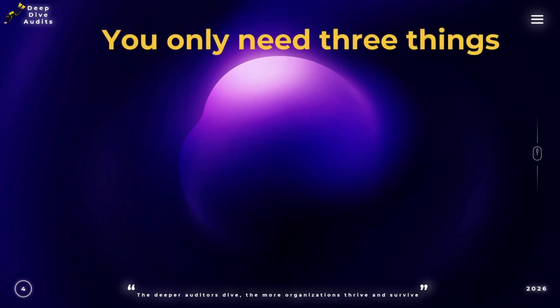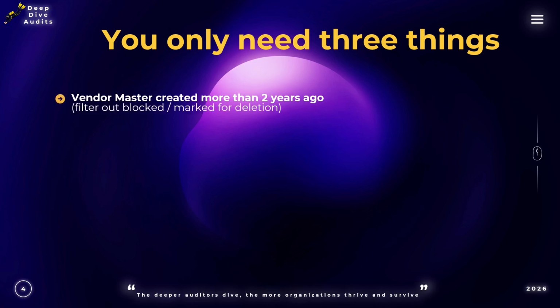So how do you identify inactive vendor master? Let's get into the main topic. You only need 3 things to identify inactive vendor master in your own system. First is the vendor master created more than 2 years ago, but you need to filter out the blocked and marked for deletion vendors. I will explain in a few minutes how to do it.